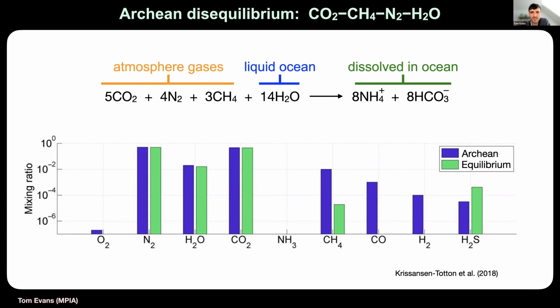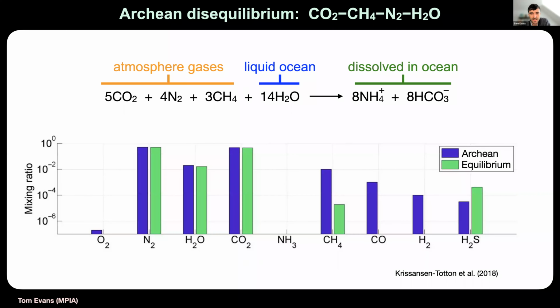So this is outside my area of expertise, but this slide illustrates why the combination of methane and carbon dioxide is a promising biosignature. So according to this paper, if the atmosphere and ocean were left alone to reach chemical equilibrium, then the reaction shown up the top here would result in the carbon dioxide, methane, and nitrogen reacting with water to form the ions that are shown on the right-hand side, which would dissolve in the ocean. So apparently this reaction would reduce the methane abundance by about a factor of 100.